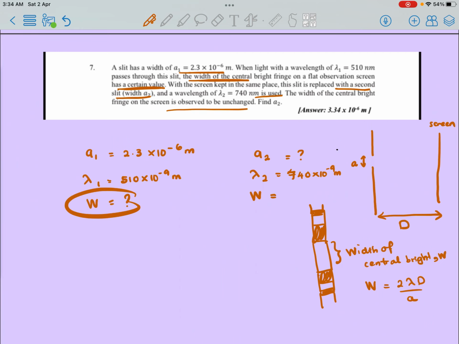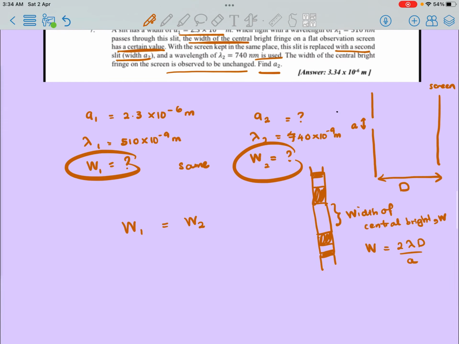So width dia adalah samalah. Bila cakap unchanged tu sama, okay? Width 1, width 2 sama saja. We don't know the value, but we know that they are the same, okay? Okay. So find A2 lah. So we know that width 1 equals width 2. Okay. So dia nak A2.